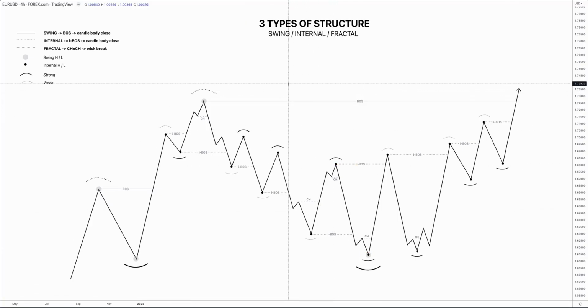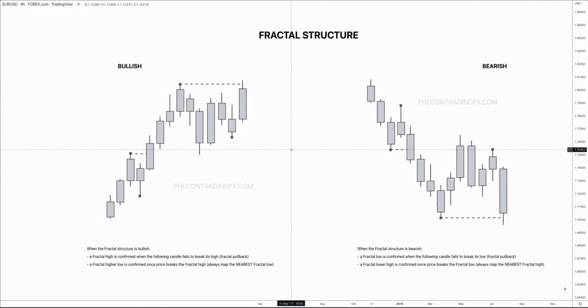But now let's take a look at what rules we use and how we actually identify it on candlesticks. First things first, let's keep it simple and separate out both bullish and bearish markets when purely thinking about fractal structure on one time frame alone. Okay, so if we look at the bullish scenario here, the fractal structure is bullish.